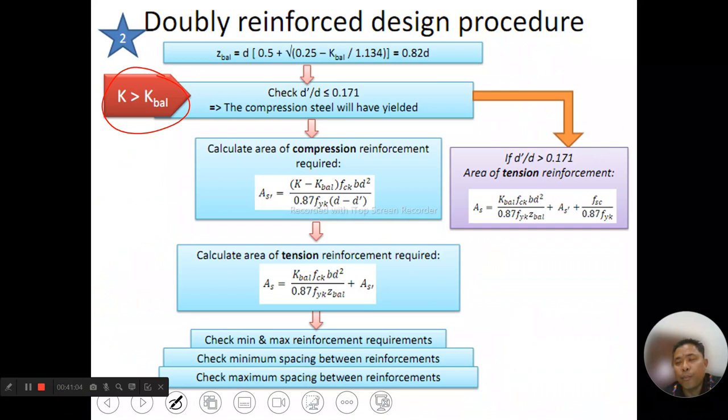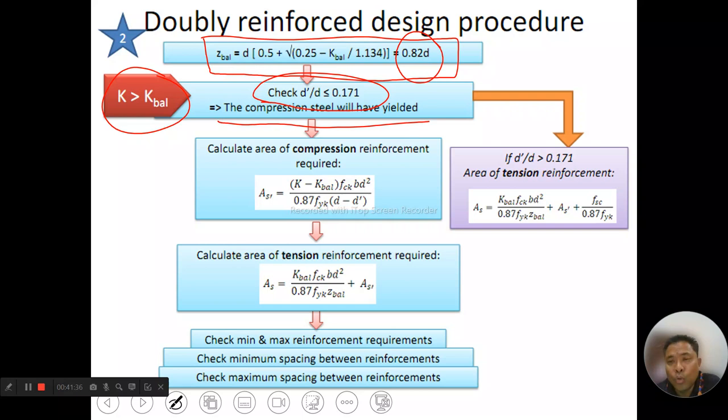Again, you have to calculate your Z, but the Z here is called Z balance, which will always be 0.82D. You will always get 0.82D. And to check for safe design, as I said earlier, D prime over D must be less than or equal to 0.17, because you want to ensure that your design is safe. The steel will yield first, not the concrete. See this? Your compression steel will yield. We want that first. Okay.